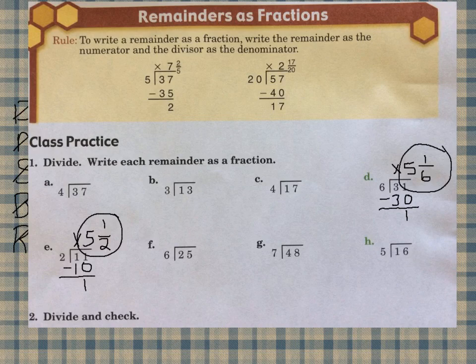F. 6 does not go into 2, but it does go into 25. 6 times 4 is 24. And for the 6th time in a row, we get 1 as our remainder. So 1/6. 4 and 1/6 is our answer.